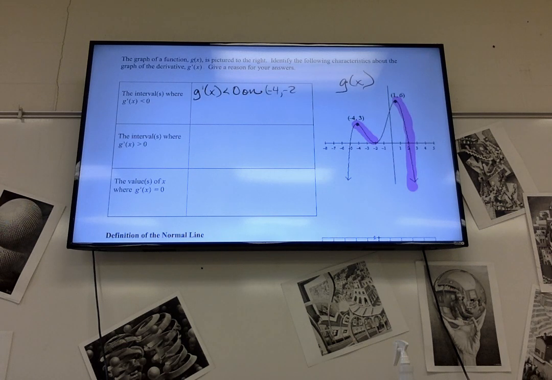-4 to -2, you do not include the endpoints, because at the actual endpoints is where it's making the change. Union 1 to infinity. And the reason is because the graph of g of x is doing what? Going down. And you could say decreasing. You could say falling. All of those are equivalent.